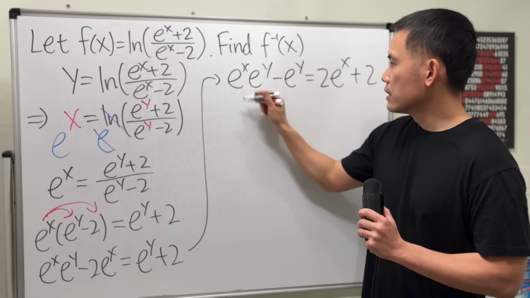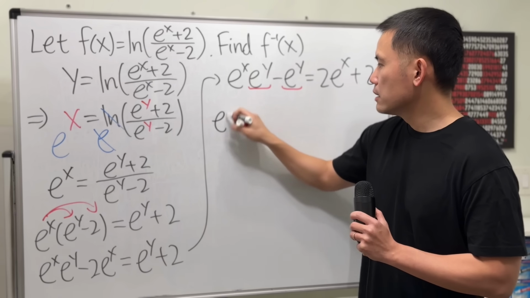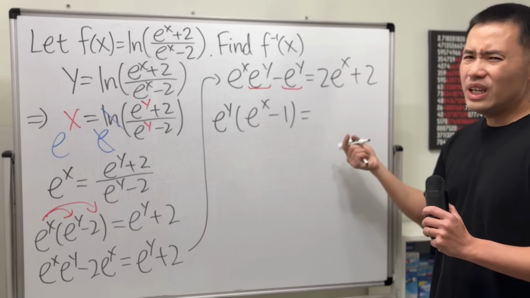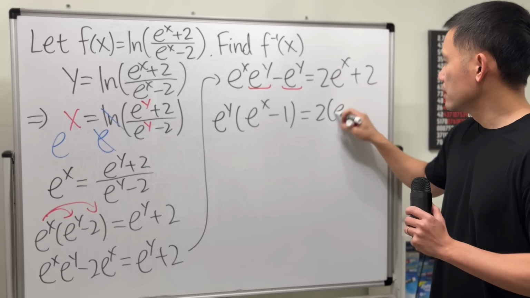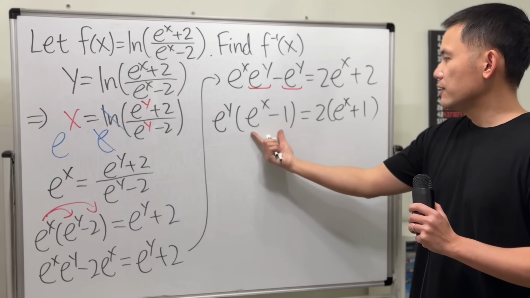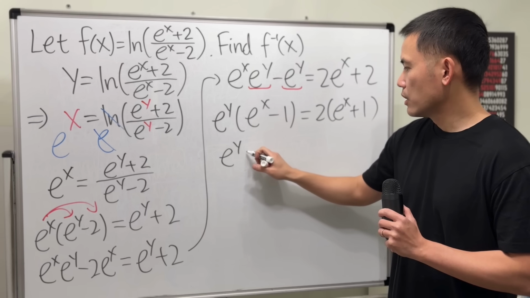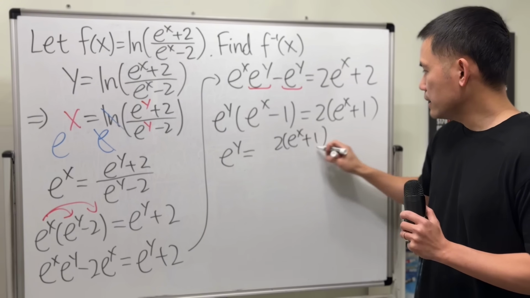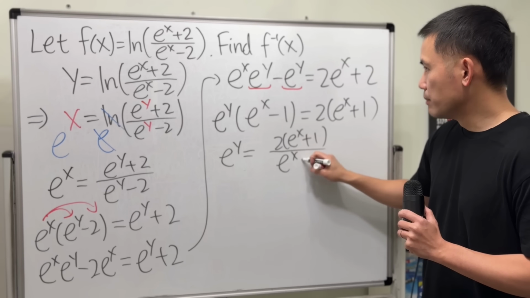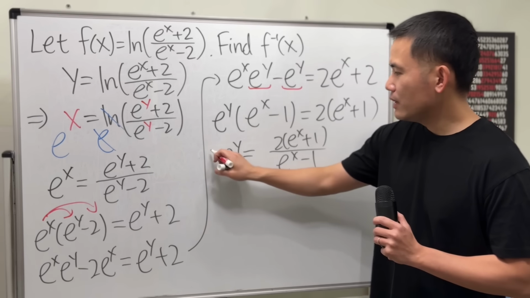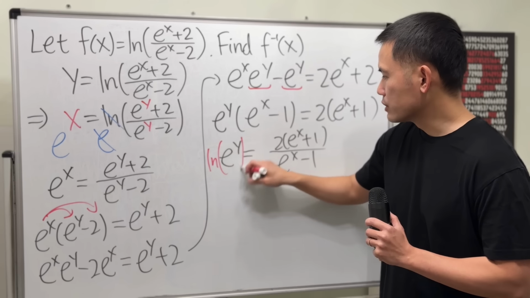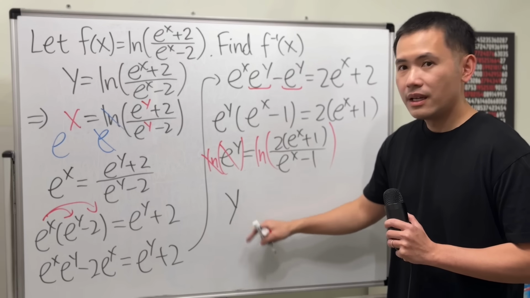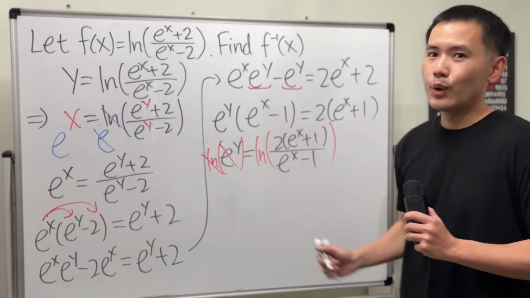Now, factor out the common factor e to the y, and then we get (e to the x minus 1), and right here we can factor out 2. Let's go ahead and do that. Then divide both sides. So e to the y is equal to 2 times (e to the x plus 1) over (e to the x minus 1). And finally, just to get rid of the e, we take natural log of both sides. So they cancel. So, ladies and gentlemen, we get a y. And this new y, in fact, is exactly what we're trying to find, the inverse.